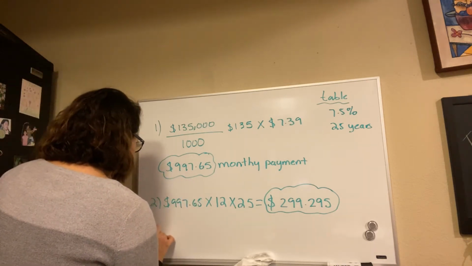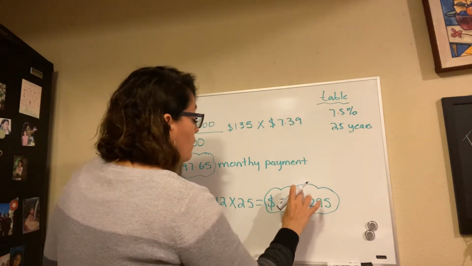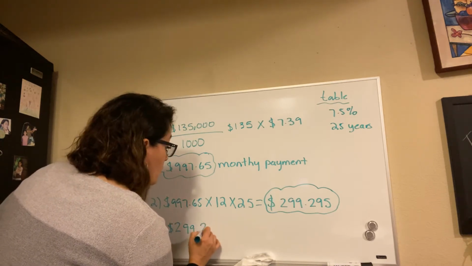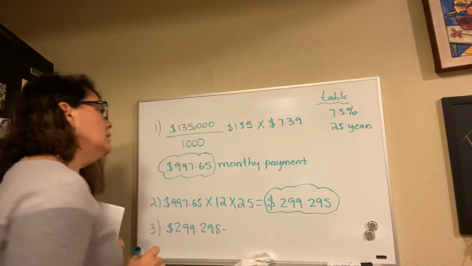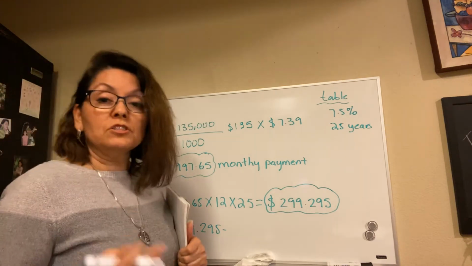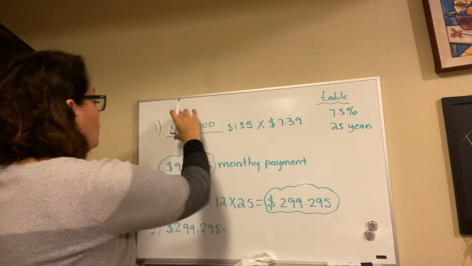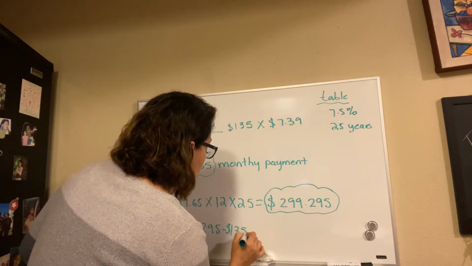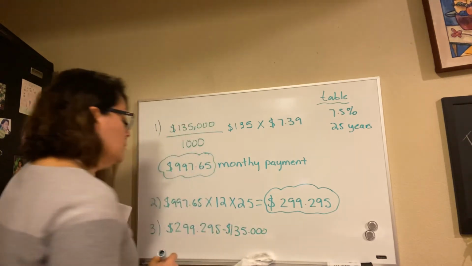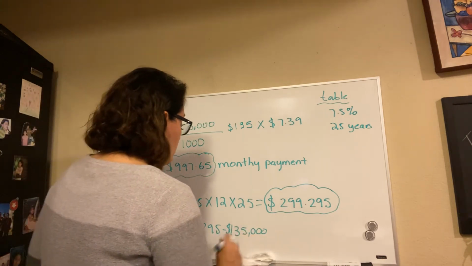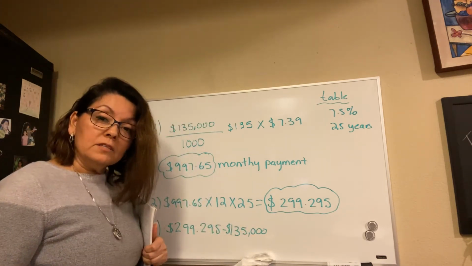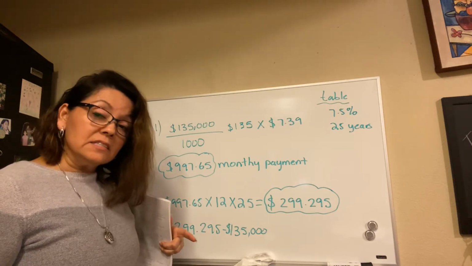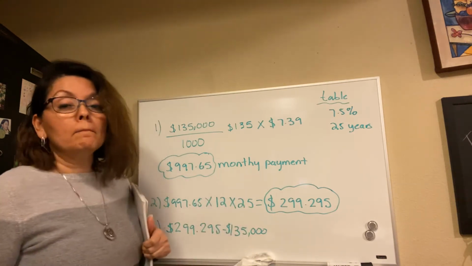So now, step number three, I need to find the interest. To find the interest, it is really easy. The amount that we ended up paying, which is 299,295, minus the amount that we actually borrowed. They borrowed 135,000. Don't forget to put the money sign, because otherwise it's going to be what? Cows? Cats? No, we're talking about money.